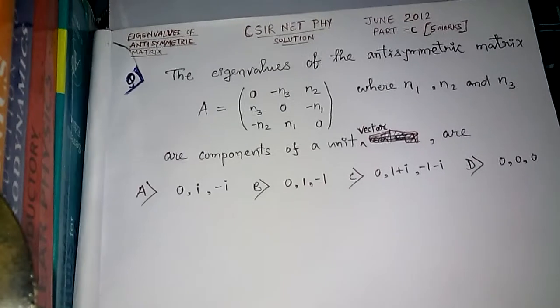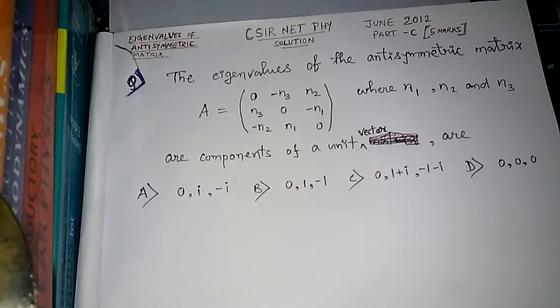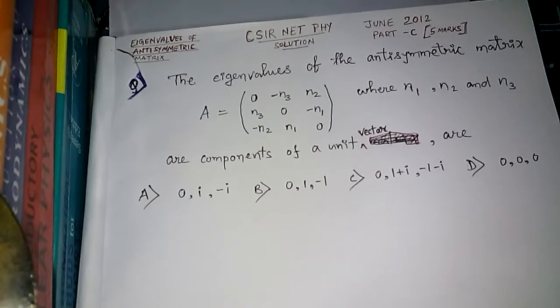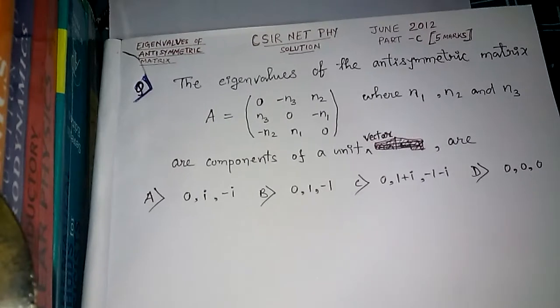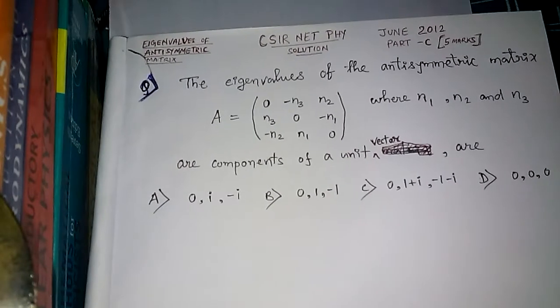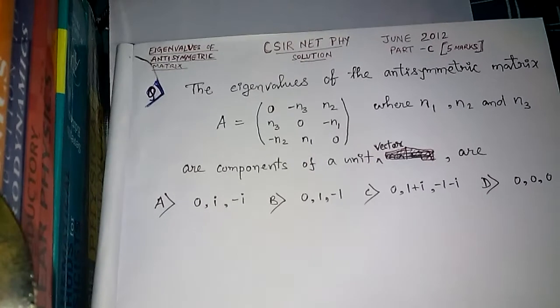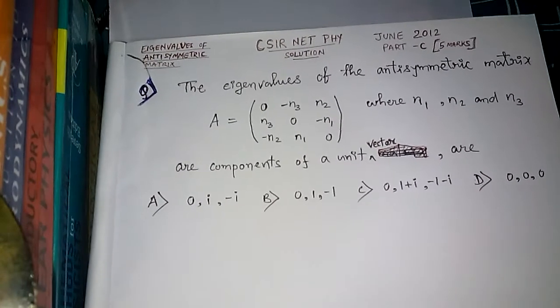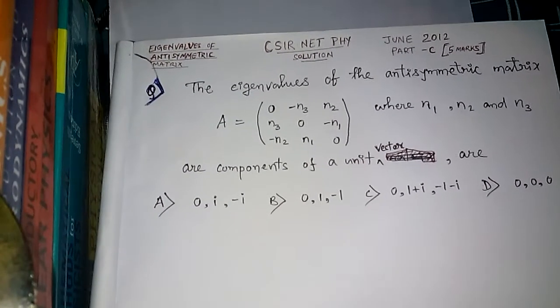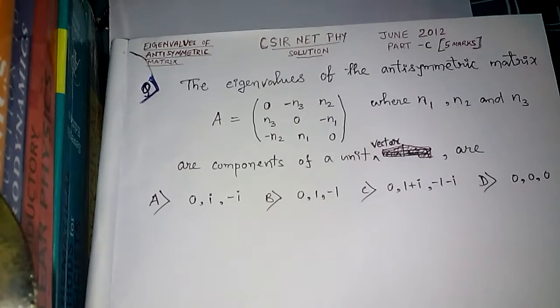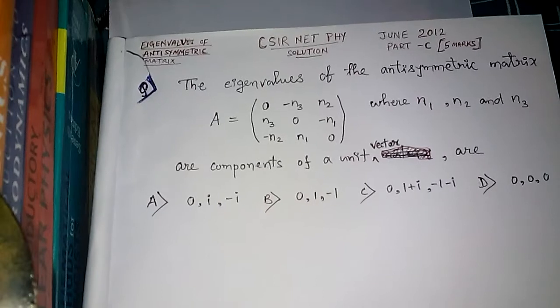So we will approach this problem in 3 sections. First of all, we will discuss antisymmetric matrix. Secondly, we will discuss eigenvalues of antisymmetric matrix. And in the end, we will find the eigenvalues of this matrix using our standard methods, the characteristic equation or the characteristic polynomial equation.